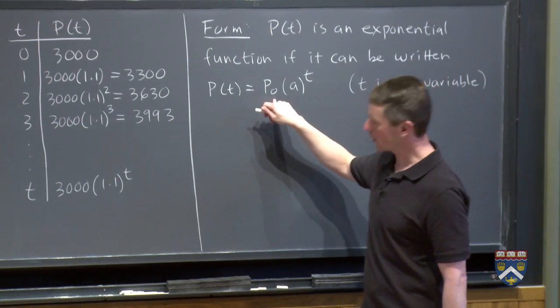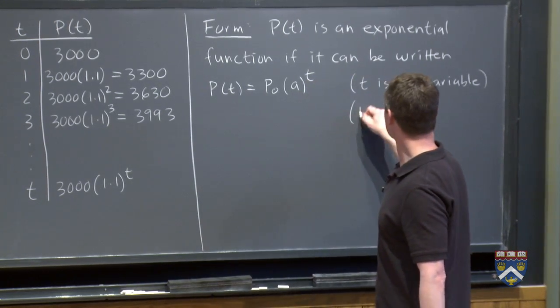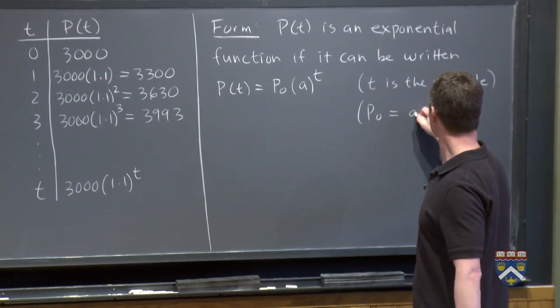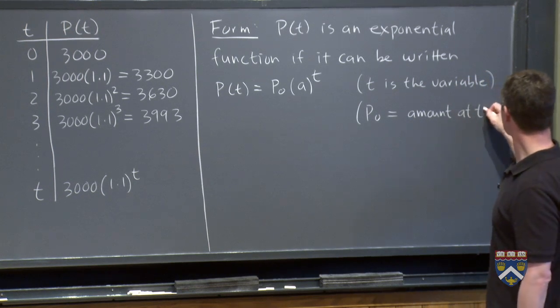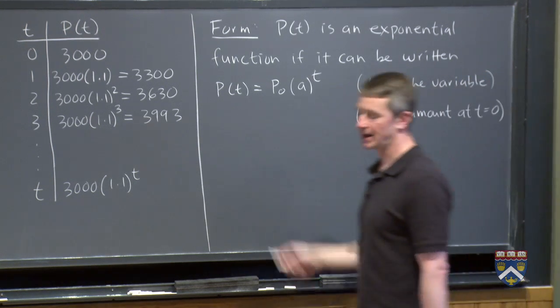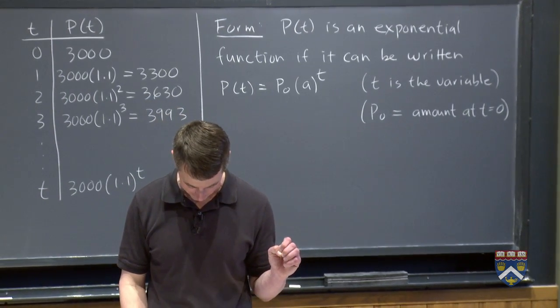And what is P naught going to be? P naught is the amount that you have at time 0. And we'll have an applet coming up where you can experiment playing around with different values of a to see how a affects the graph.